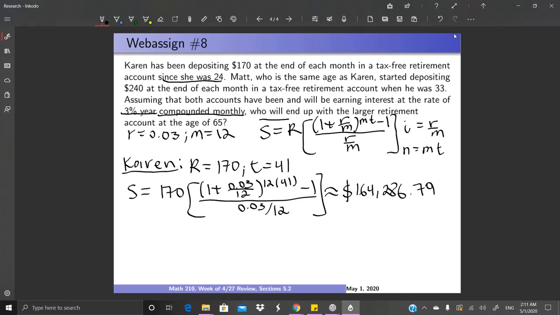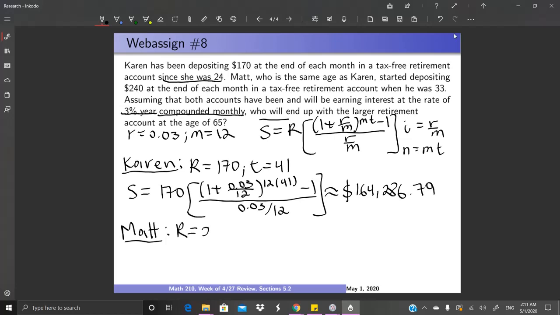All right, so that's how much money Karen has by the time she's 65. Let's do Matt. So now for Matt, same conditions. R is still equal to 0.03. M is still equal to 12. But now let's figure out what the payment is for Matt.